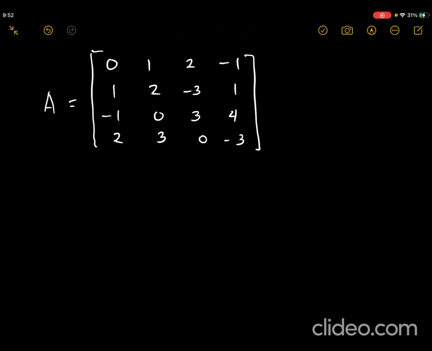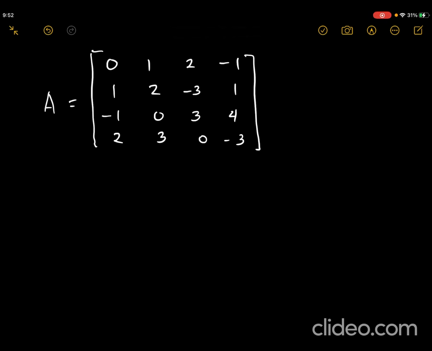Let's apply the Gauss-Jordan elimination process to determine the reduced row echelon form of this matrix A. So the first step, as we recall, is we have to locate the leftmost column that does not consist entirely of zeros. For our matrix A, that is not a problem because all columns are non-zero.